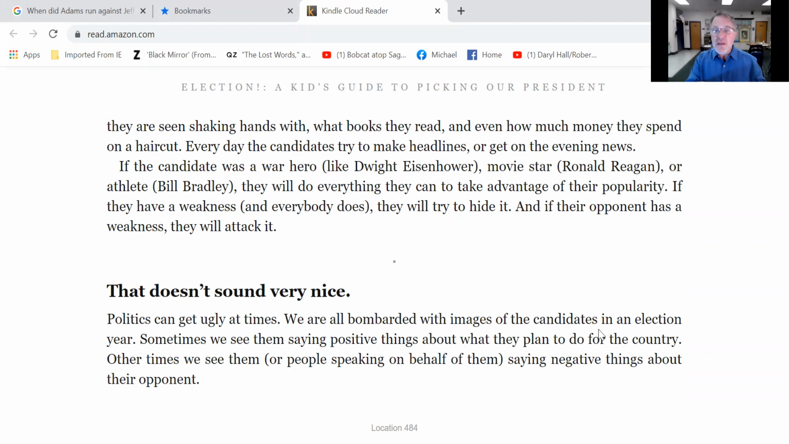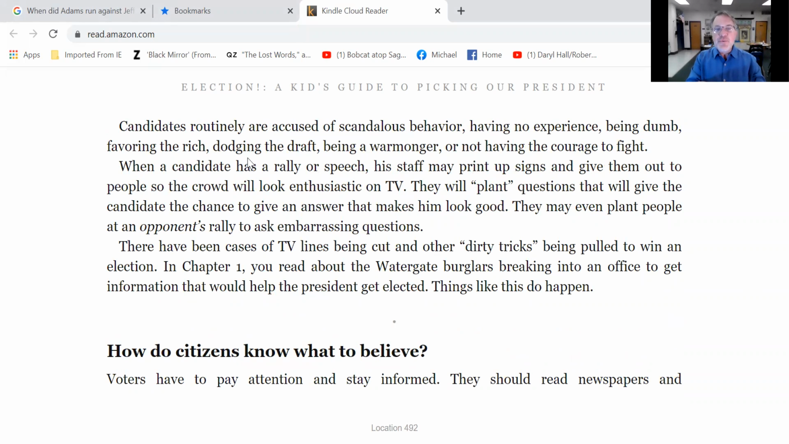We are all bombarded with images of the candidates in an election year. Sometimes we see them saying positive things about what they plan to do for the country. Other times we see them or people speaking on behalf of them saying negative things about their opponent. Candidates routinely are accused of scandalous behavior, having no experience, being dumb, favoring the rich, dodging the draft, being a warmonger, or not having the courage to fight.